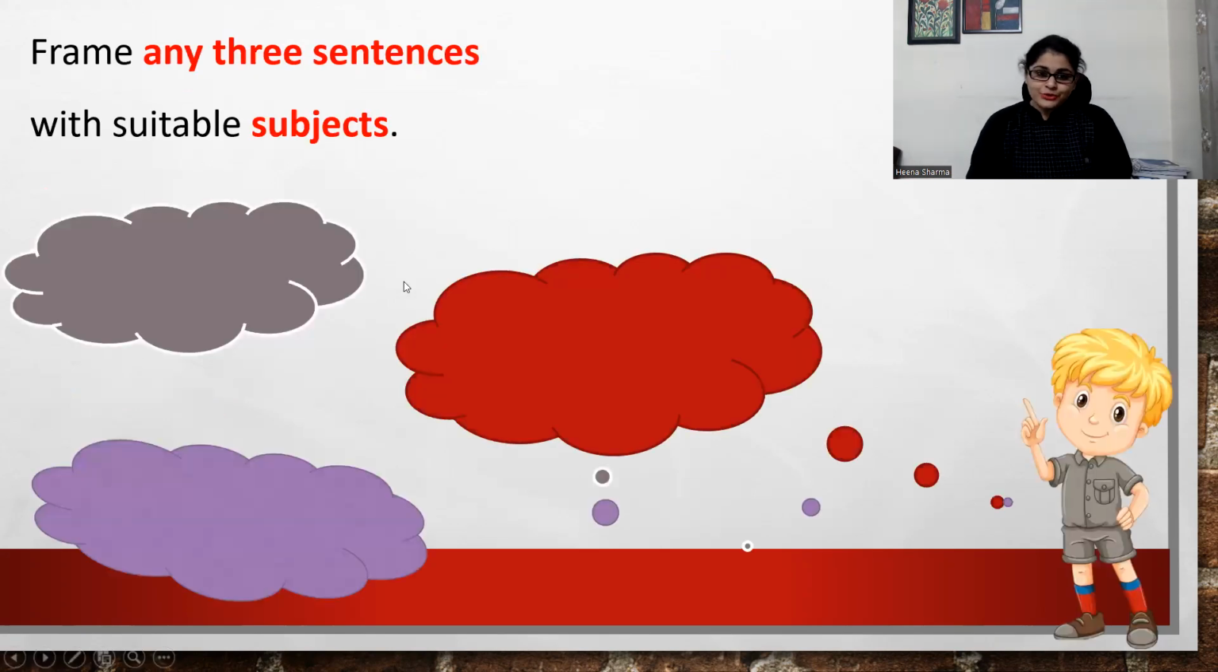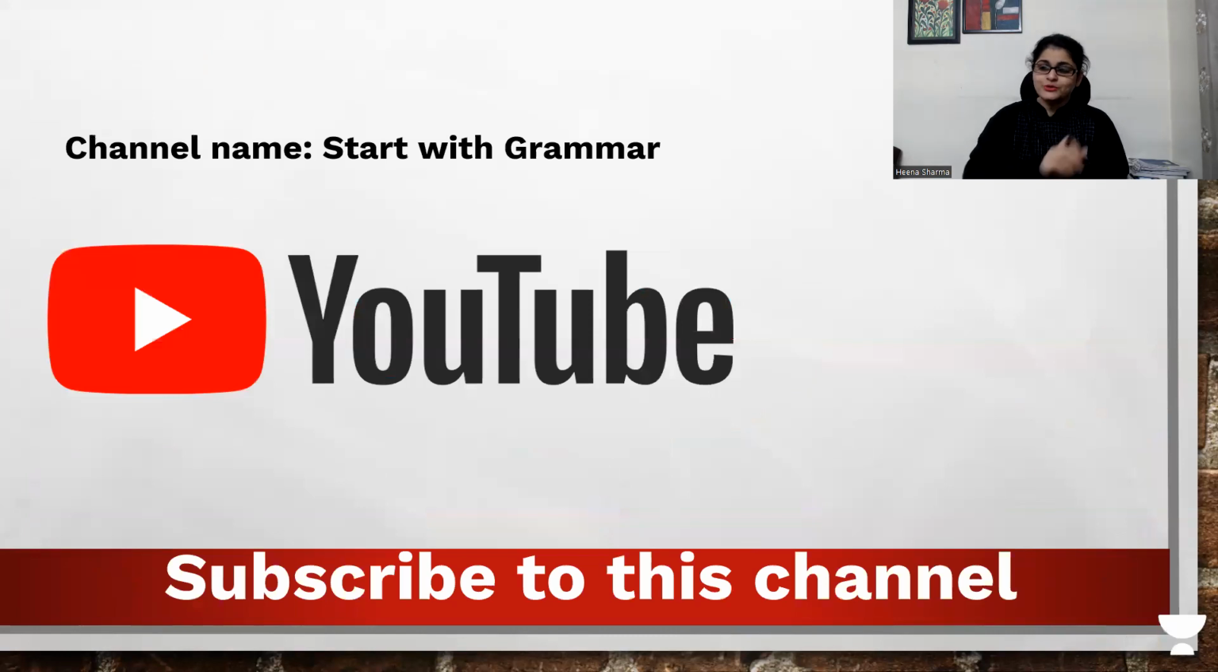Now, there's a little task for you, as I always prefer doing that. So, you just have to frame 3 sentences with suitable subjects. Try making variety of sentences in which we can see just a noun or a pronoun, or we can see some lengthy subject out there, and you can even take up some imperative sentence just to add on to the variety, right? So happy doing this task. I'm very sure you'll enjoy doing it.